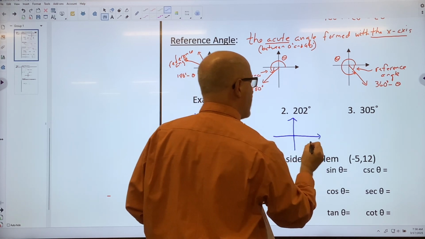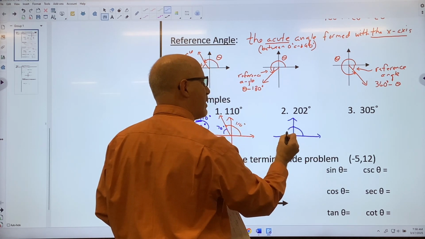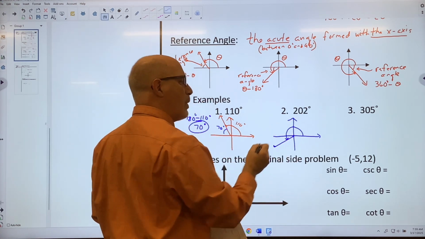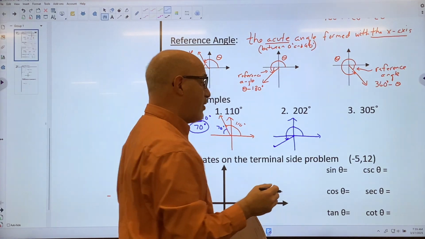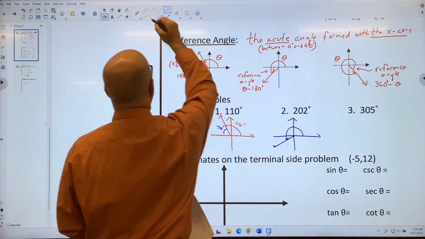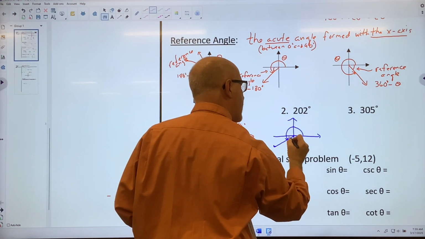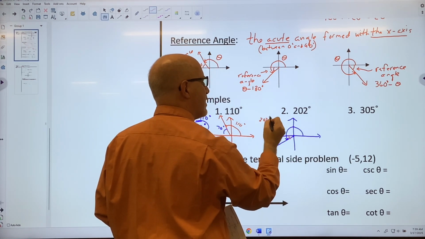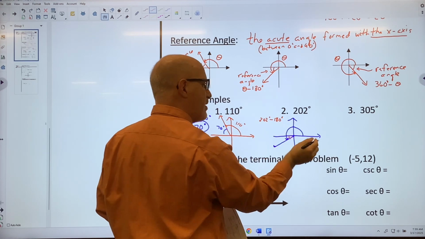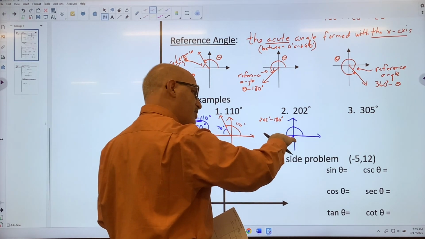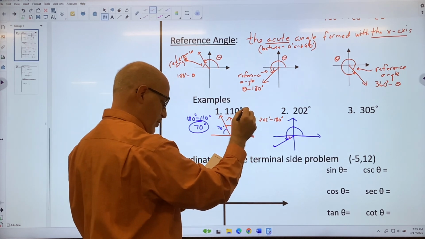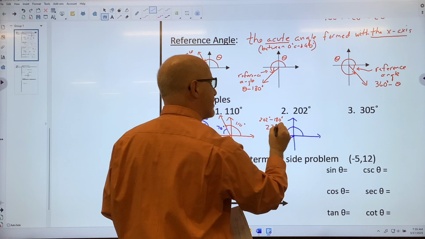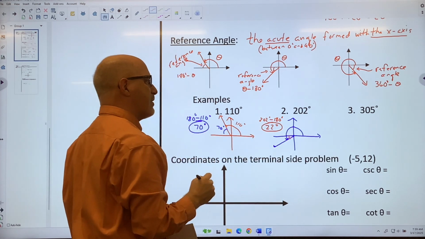So if I were to do this one, I'd go past 90, past 180, I'd go right over here. Notice that that's 22 past the 180. So if I were to find the small acute angle here, that's going to be 202 degrees minus 180. I take off the full half circle to get just the acute angle, and 202 minus 180 would give me 22 degrees for that reference angle.